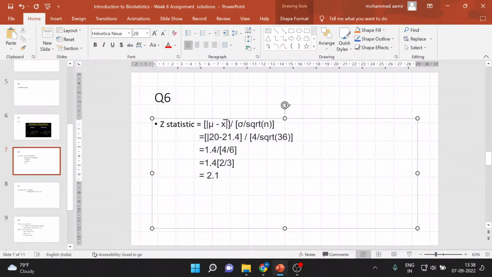The absolute value of this, that is the hypothetical mean minus the sample mean, that's 20 minus 21.4, absolute value of that, divided by sigma is given, it's 4, divided by square root of n, and you know the sample size is 36. So if you just simplify this you get 1.4 divided by 4 by 6, and when you simplify this you get 2.1. So the z statistic, given a standard deviation of 4, sample size of 36, the hypothetical mean to be 20 and the sample mean to be 21.4, is 2.1.